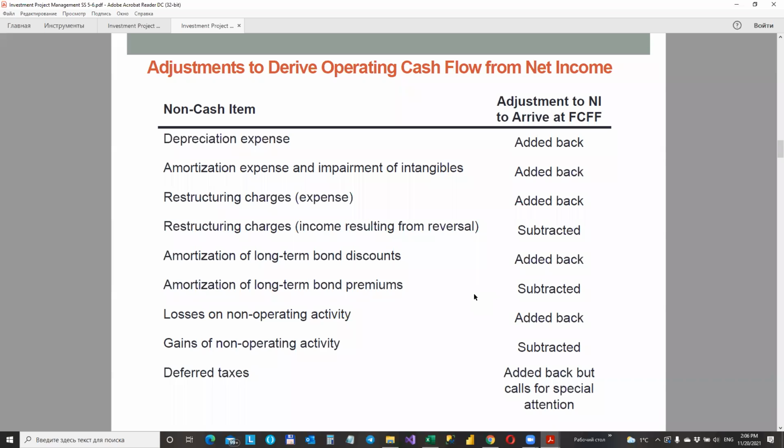So please keep in mind these adjustments and how they affect the free cash flow to the firm and free cash flow to the equity.